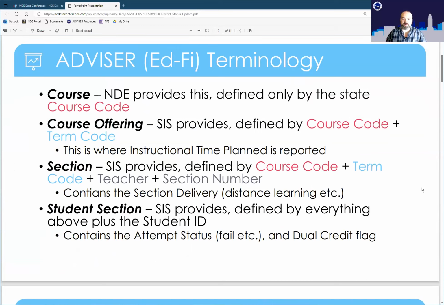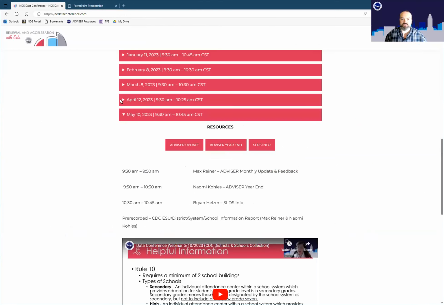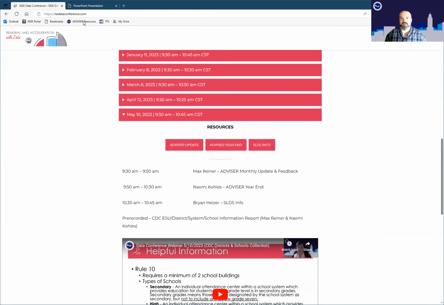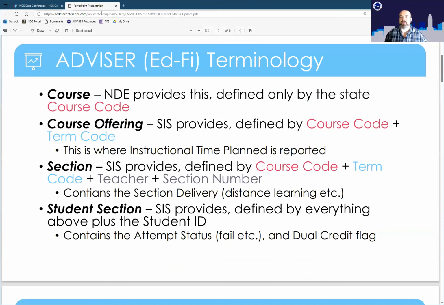So first, I wanted to review a little bit more on instructional units, which is something I talked a lot about at last month's meeting, which again, if anyone wants to see that, we have the recording and slides posted on the nedataconference.com website. But some of the terms I've been using, I wanted to define again, just because this will keep coming up as we talk about this course data.